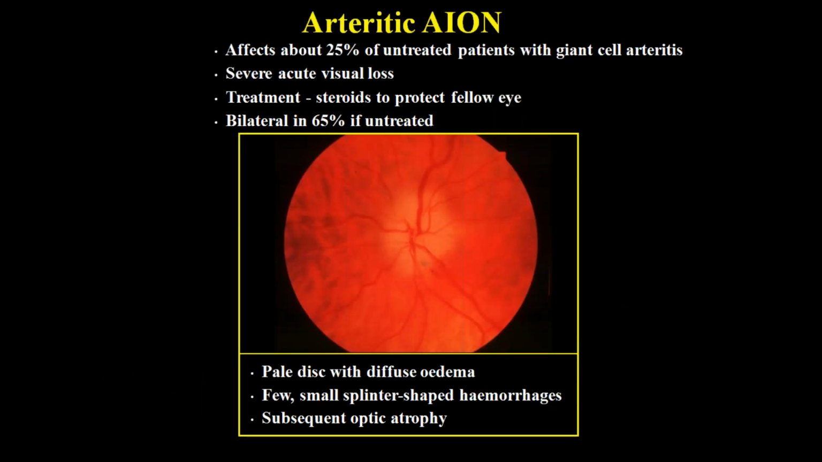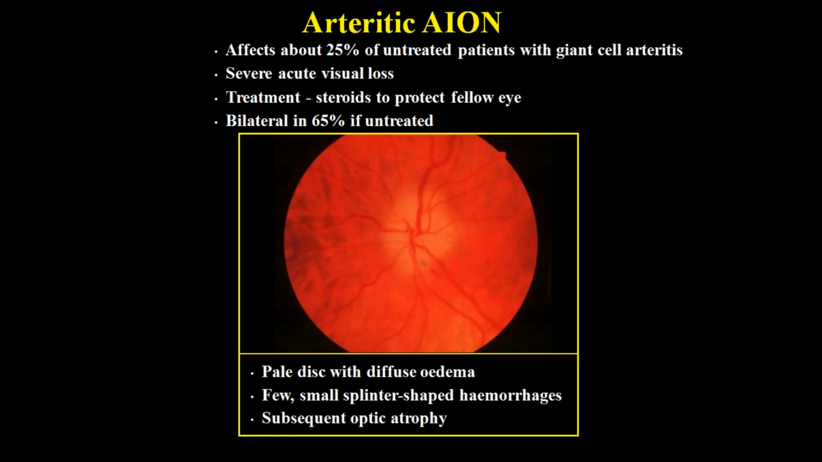So what is the prognosis of this arteritic AION? Usually the visual acuity is affected in these particular patients. So for any arteritic or non-arteritic AION, or whenever there is an optic neuropathy, the classic treatment is steroids.